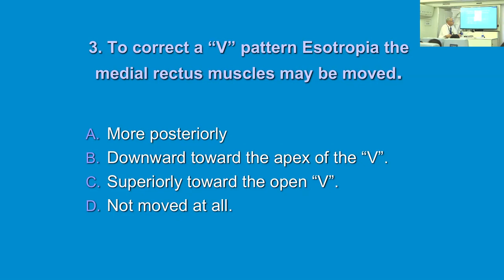Okay. So, as I said earlier when I first started, in order to correct or to improve a V pattern, you can move the insertions of the medial rectus muscles downward toward the apex of the V. Close together, yeah. Well, that's what you would do. If it was an A pattern, you'd be moving them up toward the apex of the A. And you can, at the same time, of course, recess the muscle, but also change its insertional point, so you can adjust for it that way.